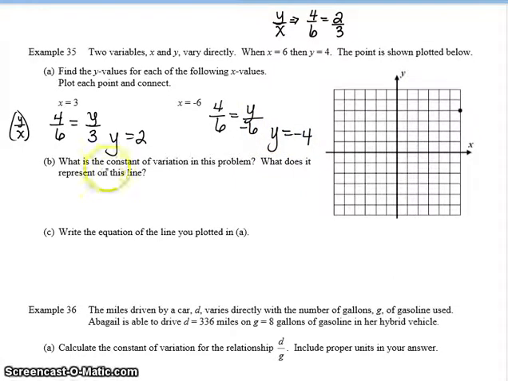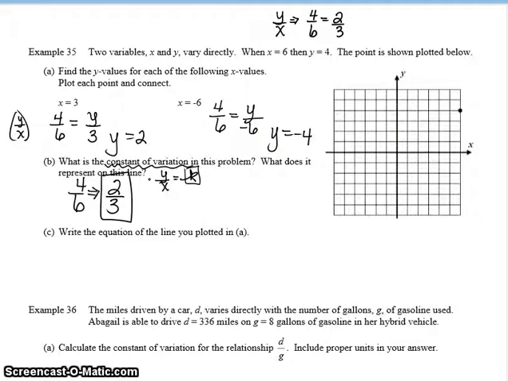What is the constant of variation? The constant of variation is y divided by x equals k, and k is the constant of variation. So the y value was 4 divided by the 6, which reduces to 2/3. So 2/3 is the constant of variation. What does it represent on a line?